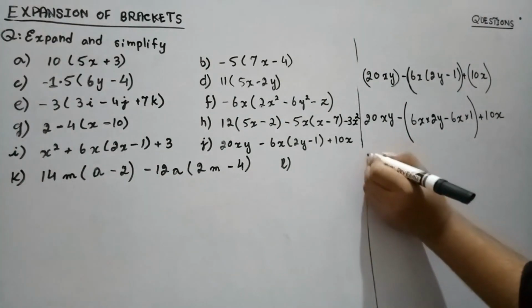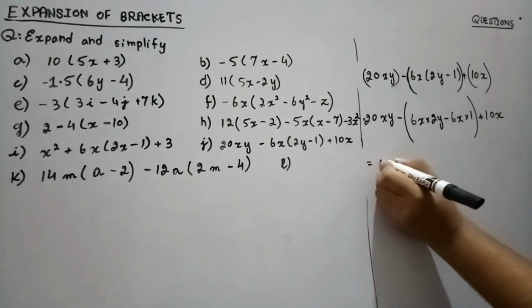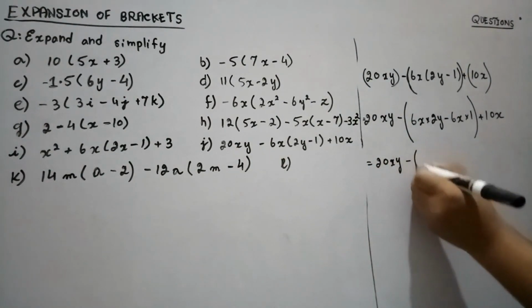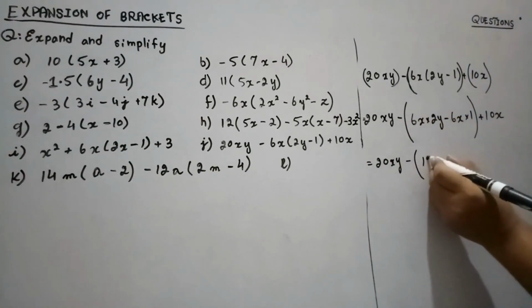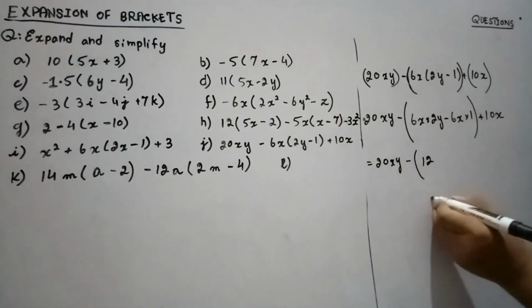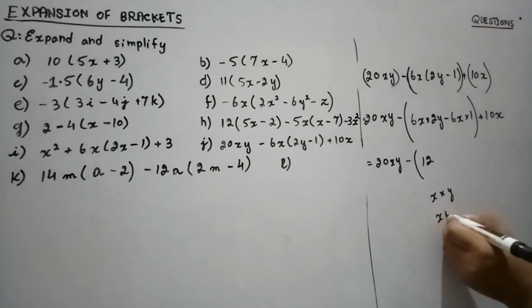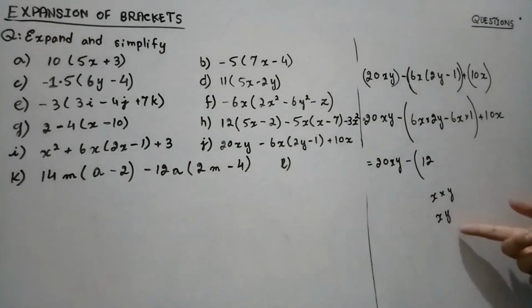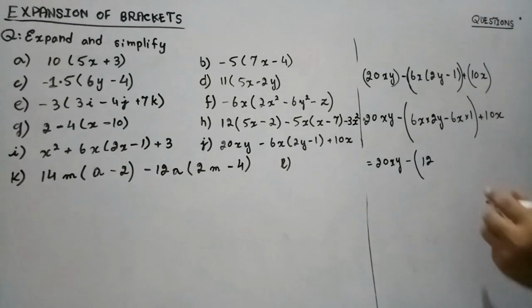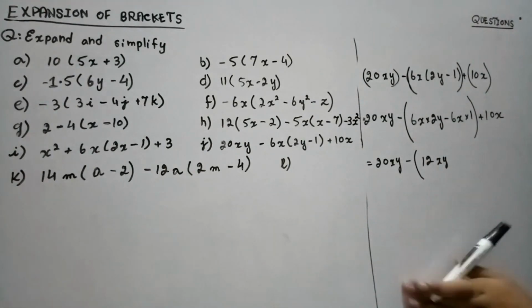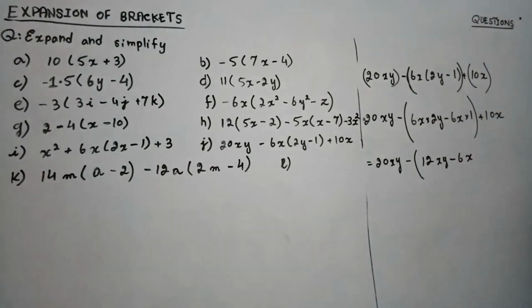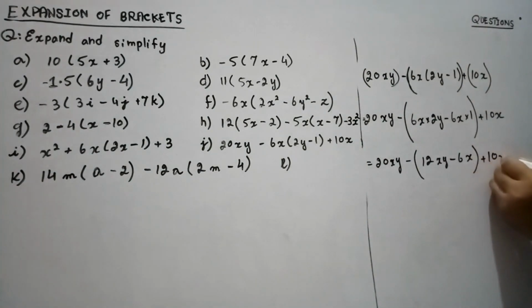Now if I write, here we have the equal to sign. If I write this 20xy as it is, and my sign as it is, 6 multiplied by 2 is equal to 12. Now x multiplied by y, I can write it as xy. I have told you, xy can be written as xy, so I can write here 12xy. Clear? And this negative sign as it is, 6 ones are 6 and x as it is. Brackets close, and here we have 10x.